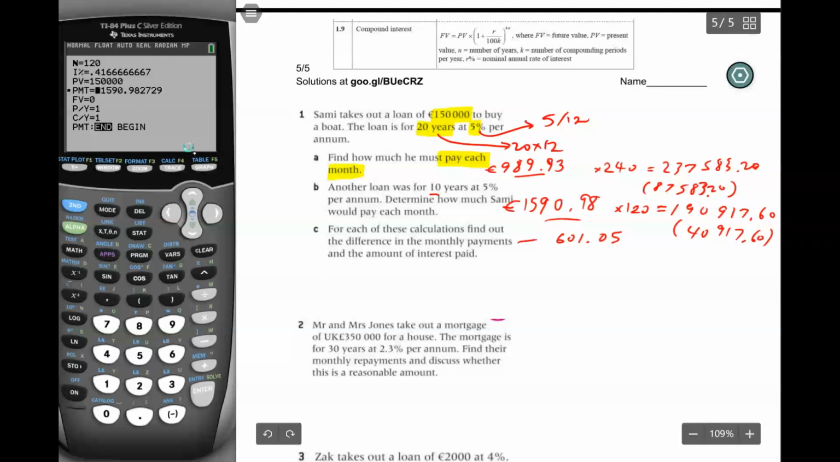And in the second case, the amount of interest paid was like $40,000. So there's a lot less interest paid also if you pay it back quicker, which makes sense, right?